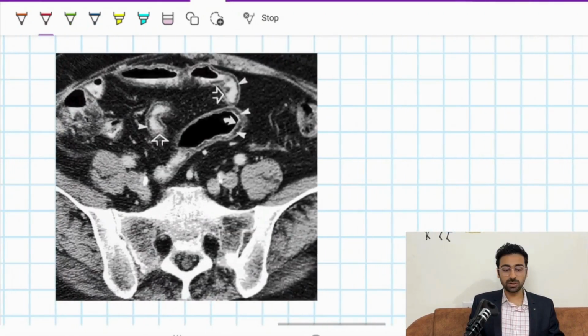Now the same patient of radiation necrosis after treatment is showing fat halo sign. You can see that the mucosa and the serosa are hyperenhancing with the in-between layer showing fatty attenuation.